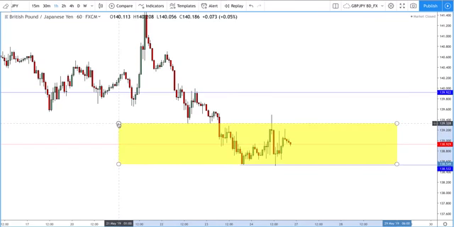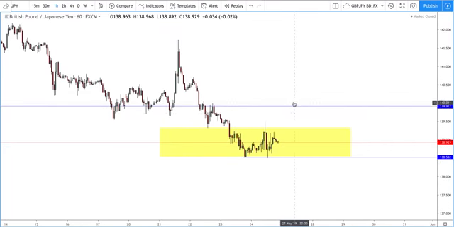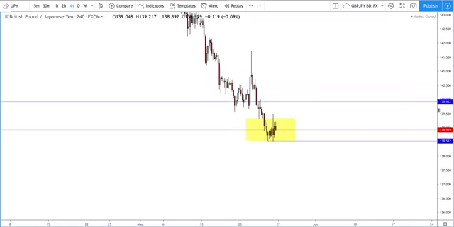If we go to this support here, support came up, tried to test it as resistance, almost there, resistance, support. So we're creating a little bit of a range here. So keeping an eye on this. If we break above, we could come up, tap this resistance and break higher. But this is something that is on my watch list at the moment for the week ahead.